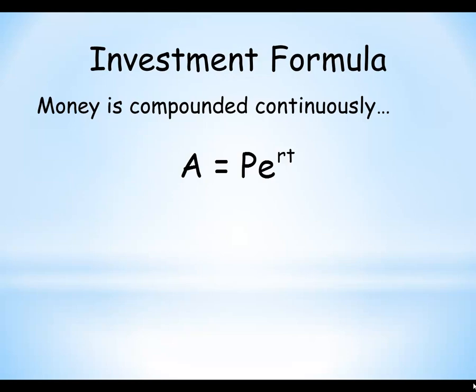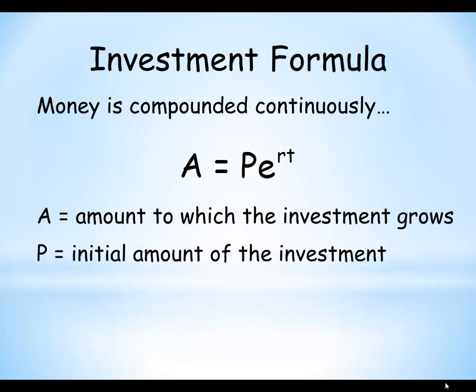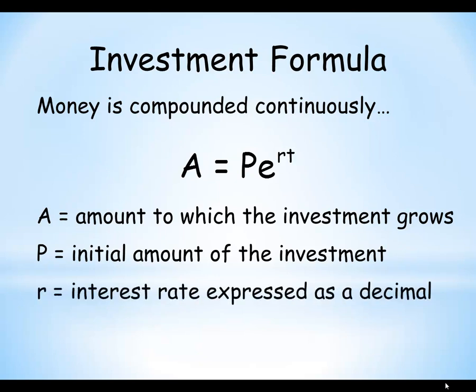All right, and here is our final word problem. This time the money is being compounded continuously. When it's compounded continuously, we use the number e. E is part of the formula. So, of course, A is the amount to which the investment grows, P is the principal or the initial amount of investment, r, as usual, is the rate as a decimal, and t is the time in years.